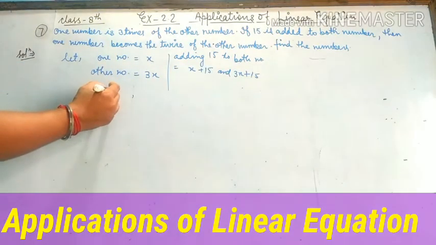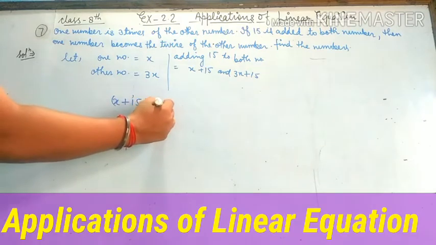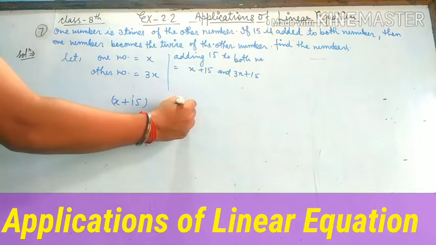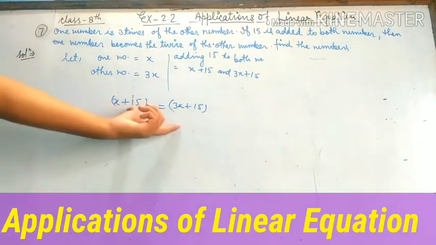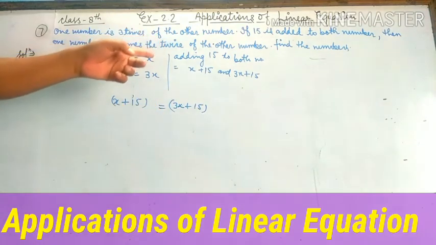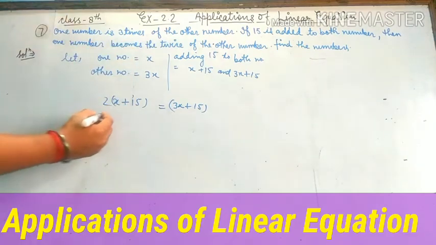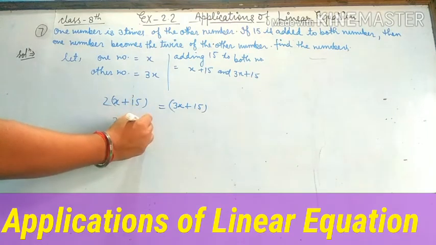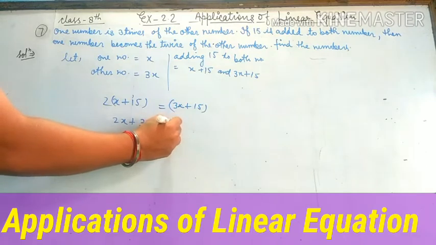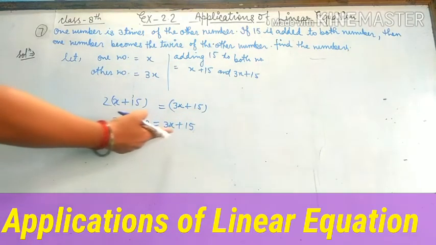So here we will write x plus 15. All questions like this you will solve like this. In the last condition you have to equalize them and use the condition. Twice means double, so we will use the double here. We will multiply 2 by x, 2x, and 15 into 2 is 30, equals 3x plus 15.